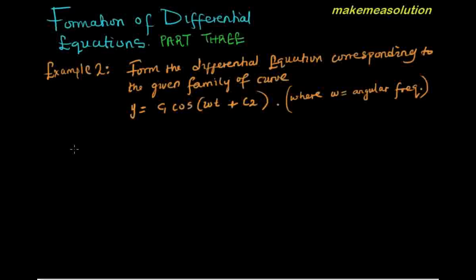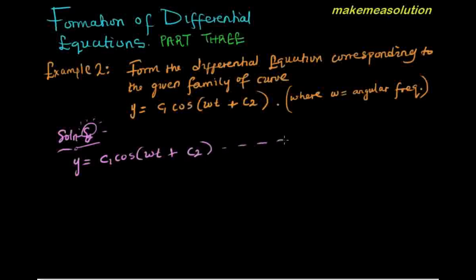Now, you will get to agree with me that as we've established before, if there are 2 arbitrary constants, we're going to differentiate 2 times, right? So that's what we're going to do now. Solution. So, y is equal to c1 cos (omega t plus c2). So this is equation 1.